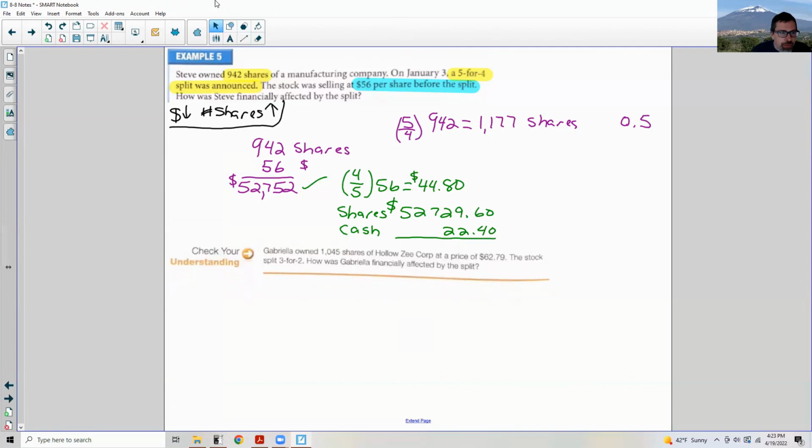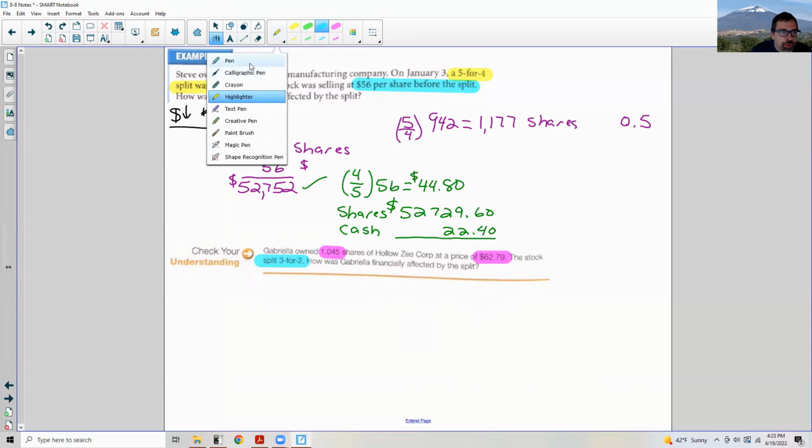Gabriella owned 1,045 shares. Let me get my highlighter out. She owned 1,045 shares of Hollow Z Corp at a price of $62.79. The stock split 3 for 2. For every 2 shares, now you have 3. How was Gabriella financially affected by the split?